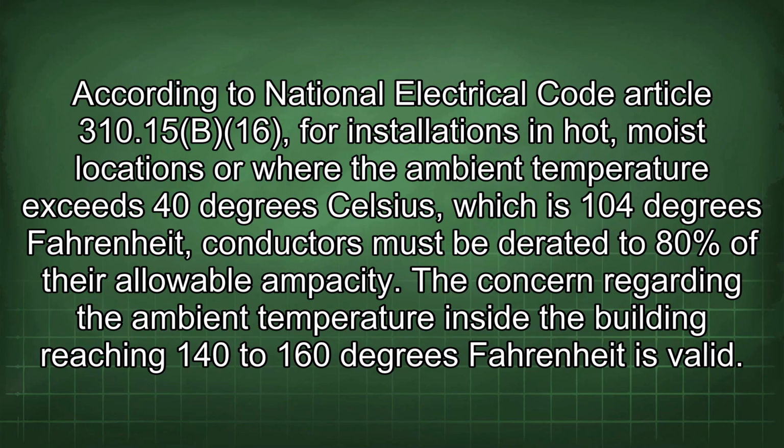According to National Electrical Code Article 310.15(B)(16), for installations in hot, moist locations or where the ambient temperature exceeds 40 degrees Celsius, which is 104 degrees Fahrenheit, conductors must be derated to 80% of their allowable ampacity. The concern regarding the ambient temperature inside the building reaching 140 to 160 degrees Fahrenheit is valid.